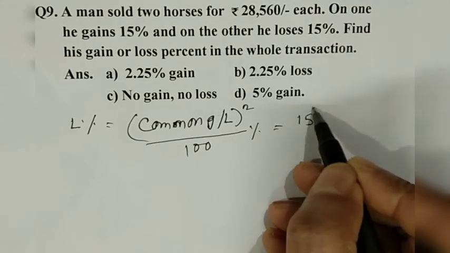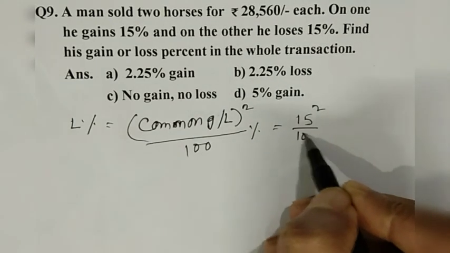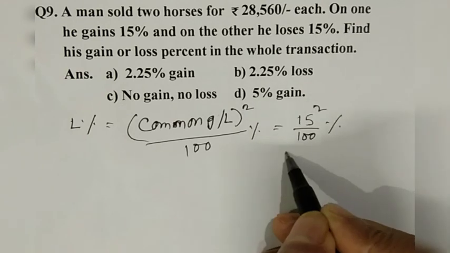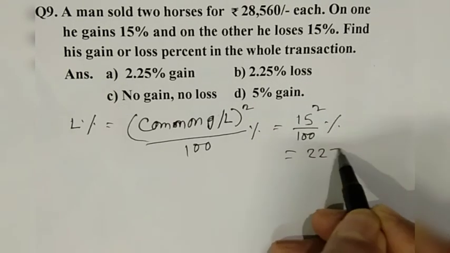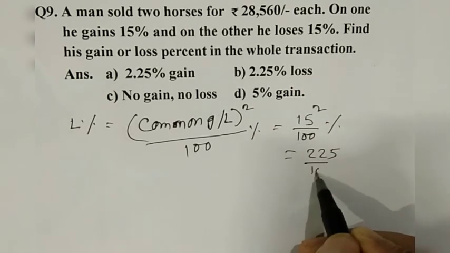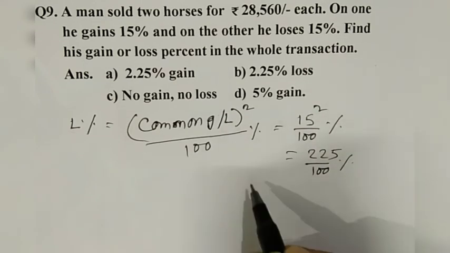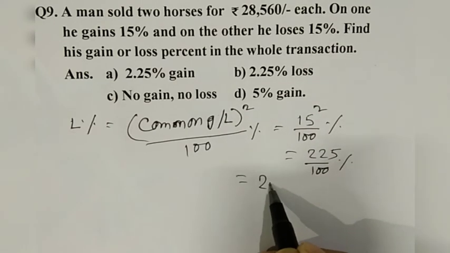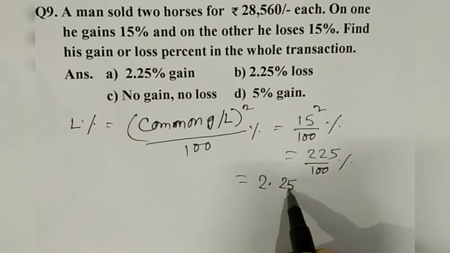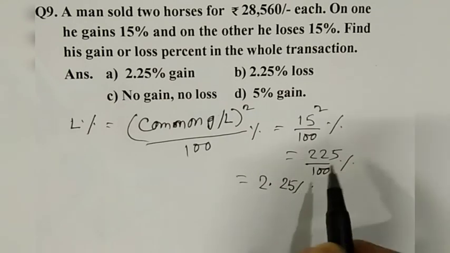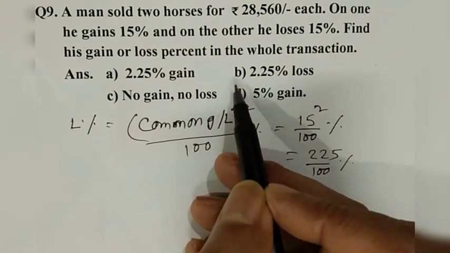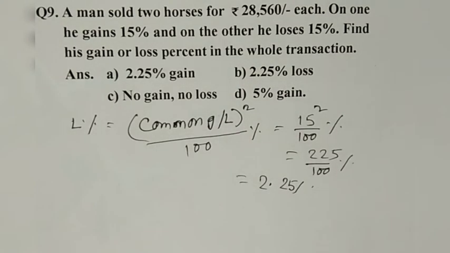15%, 15 whole square by 100% means 225 by 100%. Answer is 2.25%. Answer B.